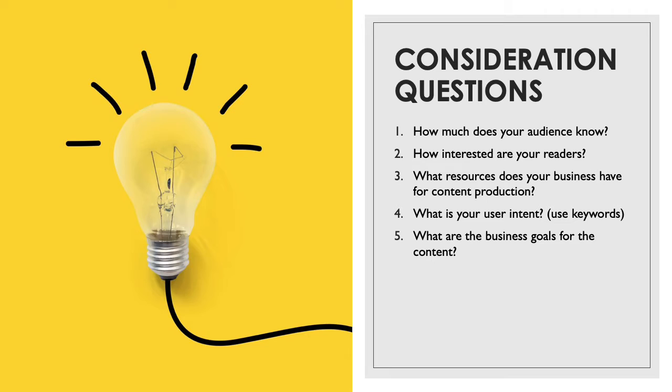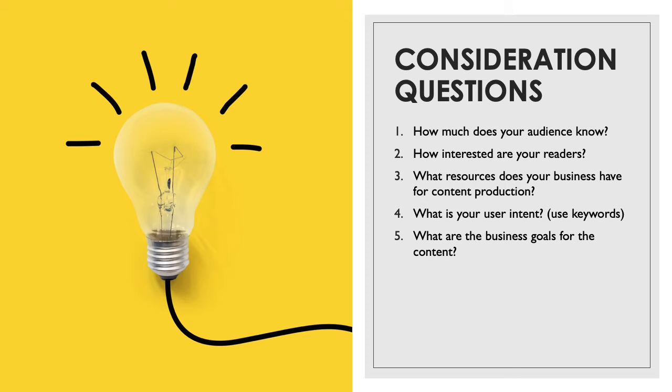And really, it comes down to what kind of resources your business has for content production. Do you have a staff that contains great long-form writers? The same kind of writer that creates good long-form content is not always the same kind of writer that creates good short-form content. So that's another area to look at as far as consideration. And then what is the user intent too? Using keywords to grab people's attention and bring them along on the journey is an important objective there too.